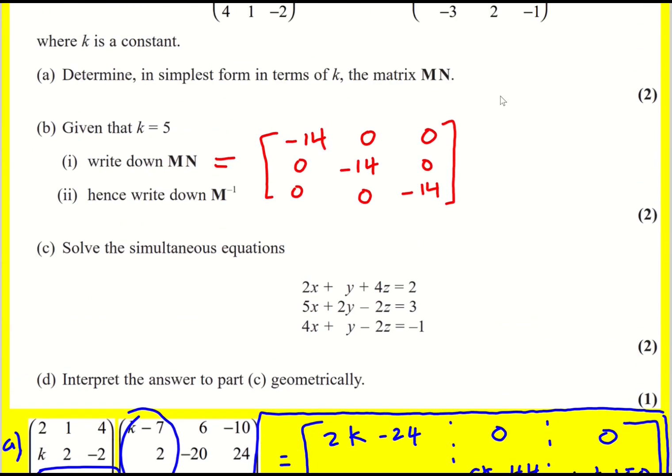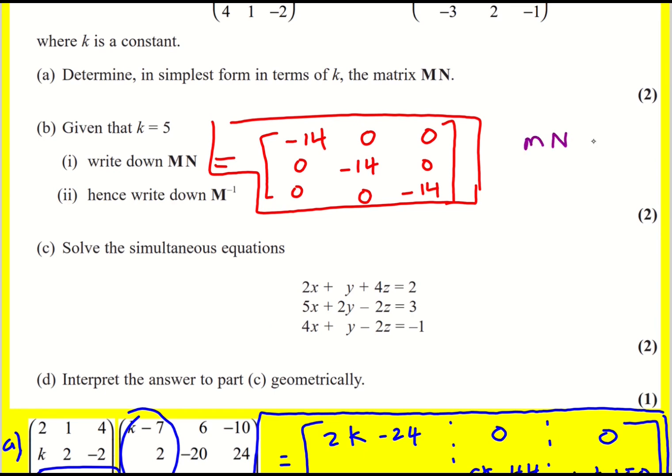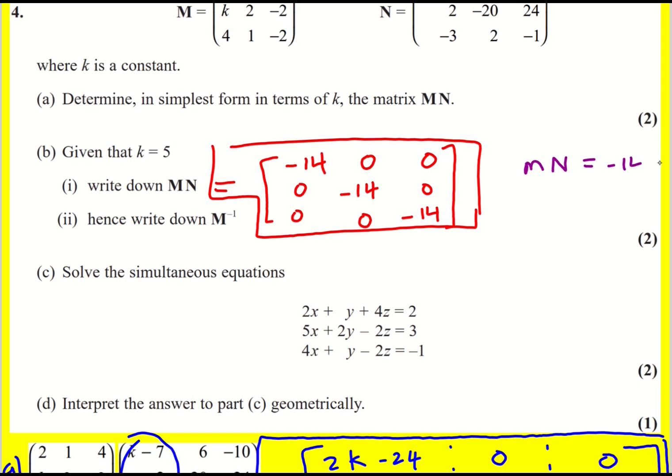And we're asked to then hence write down the inverse of M. We don't need to do the determinant or anything here. We actually have the result, really. We've just shown that MN is equal to minus 14I. And that means that M times minus 1 over 14 N is equal to I. And that means that the inverse of M is minus 1 over 14 N, because the two multiplied together give the identity matrix.